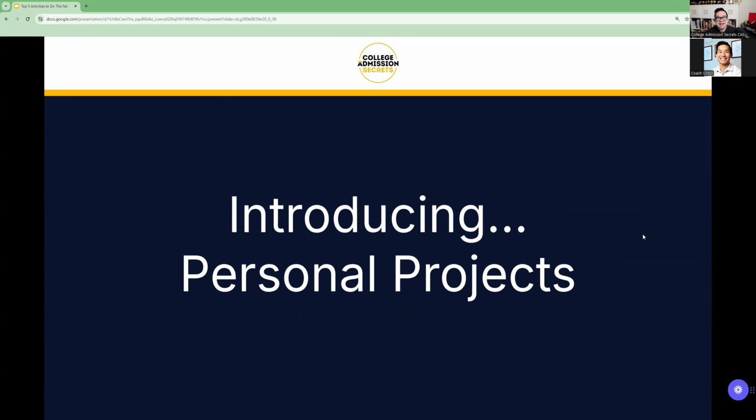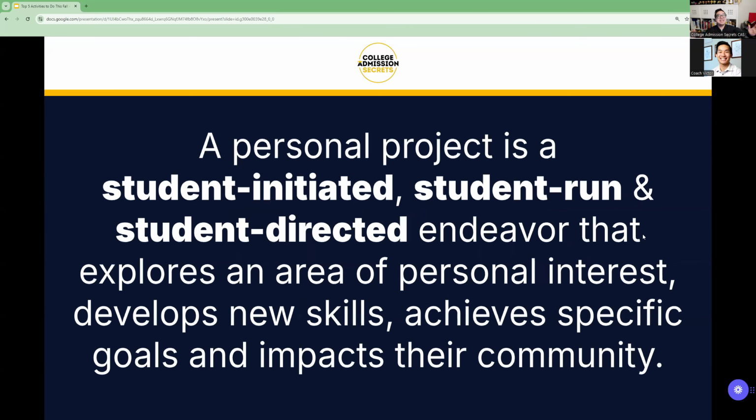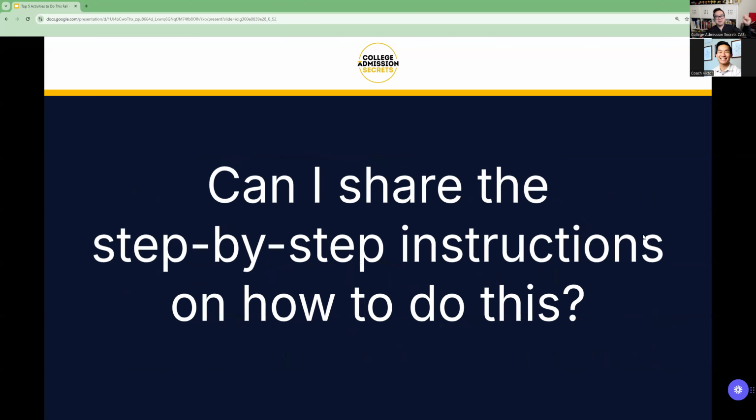So how do we kind of go about this? We call these personal projects. These are student initiated, student run, student directed. These are endeavors that a student pursues in their interest. They develop skills, achieve goals. It impacts their community. Sounds kind of familiar to the UC core values as well, too. That's exactly why we are really big on personal projects.